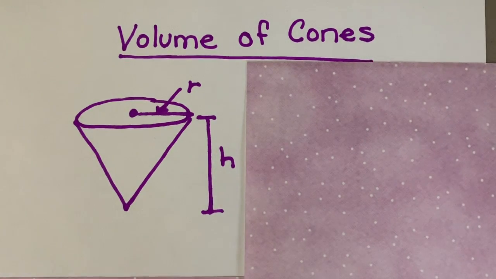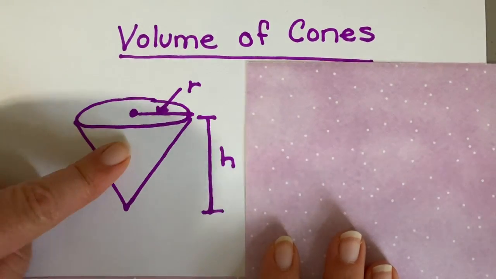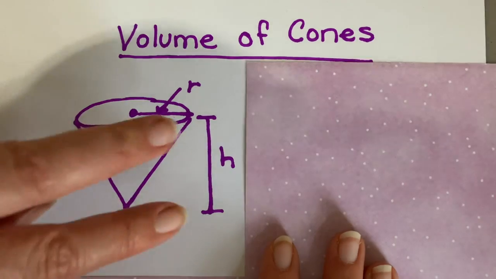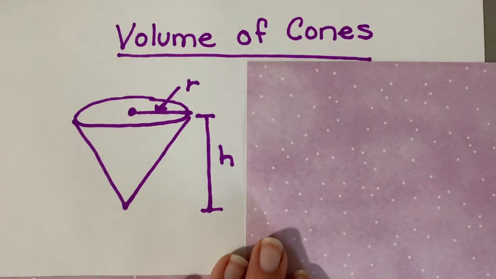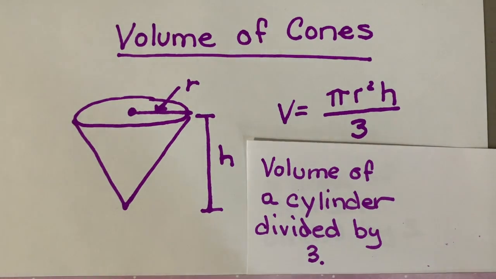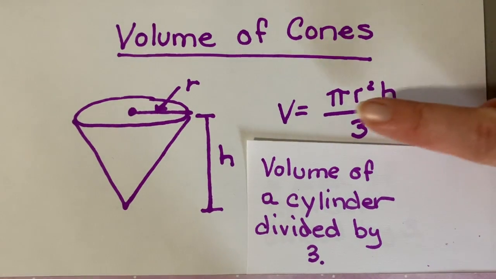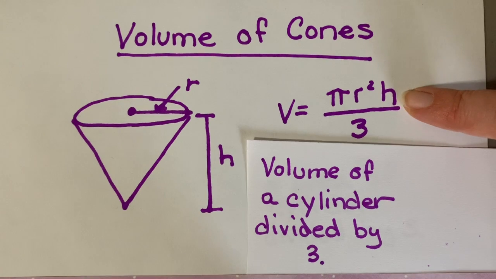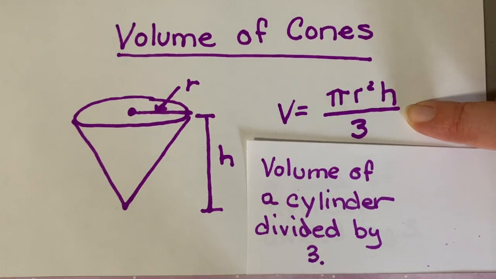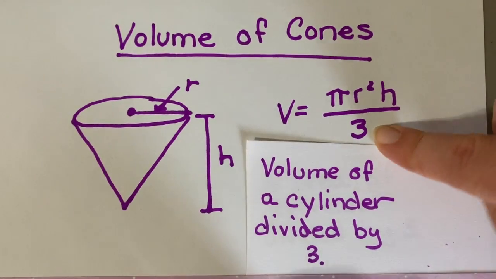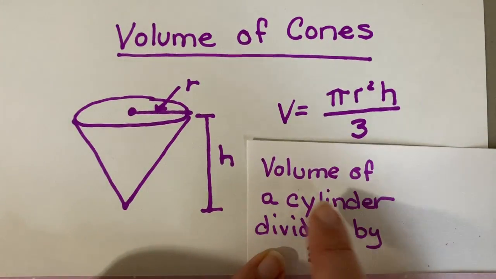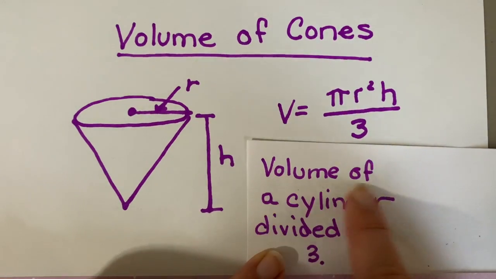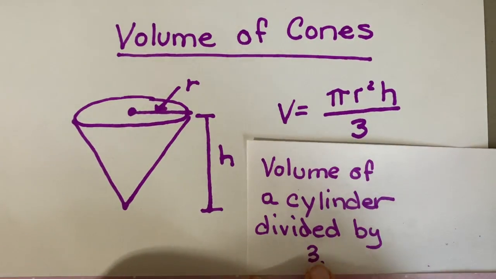a cone is divide that by 3, because basically 3 of these equal 1 cylinder that is the same height and has the same radius. So we represent that with this formula of pi r squared h, then divided by 3. And again, if you're taking notes or writing this down, just a reminder, the volume of a cone is the volume of a cylinder divided by 3.